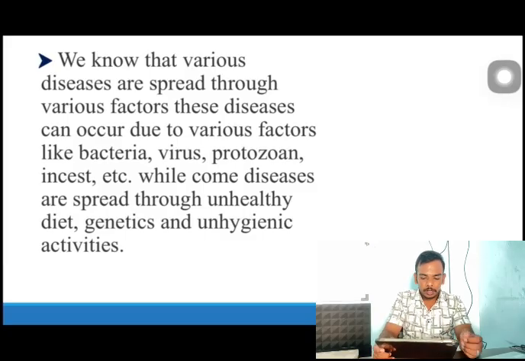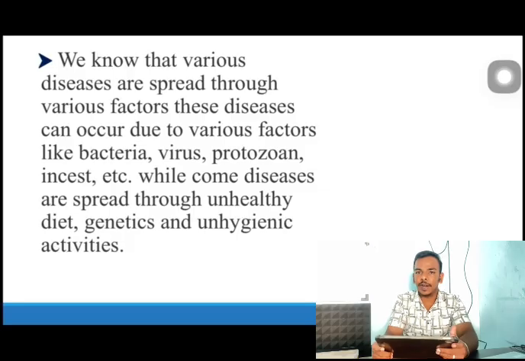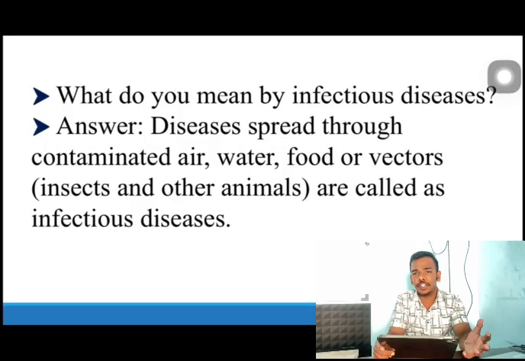Disease can also be spread through an unhygienic, unhealthy diet. Genetic problems are also there. Due to genetics, diseases are passed from one generation to another generation. It is called heredity. So due to heredity and unhygienic activities, diseases are getting spread. There are various pathogens which cause diseases. So what do we mean by infectious diseases?